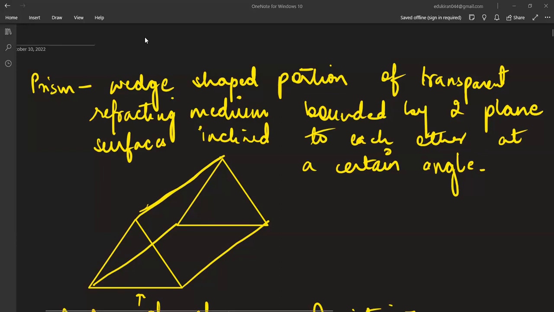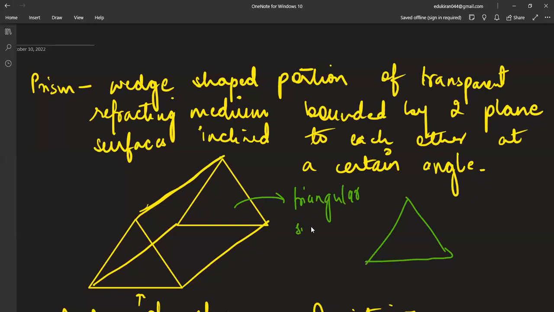See class, now starting with prism. So let me just give the introduction about prism, then we'll see the details. Prism is a wedge shaped portion. Wedge shaped means we just see the triangular portion when we are practicing the questions and the diagram. Actually, it's like two triangular surfaces are there. See, this is the triangular surface. So two triangular surfaces are present, these two, with three rectangular ones, one, two here and three at the bottom.